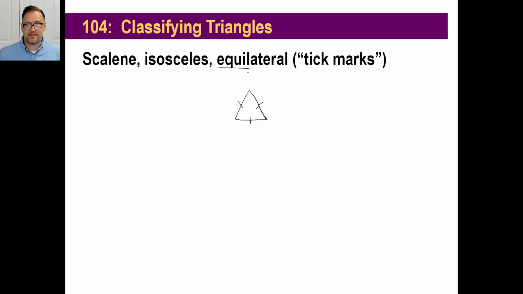In other words, if they tell you this is an equilateral triangle, then that means that every single side is the same. So they might say to you, oh, here's an equilateral triangle. One side is 10. What's the perimeter of that equilateral triangle? You're going to go, well, if it's equilateral, they're all the same side. So 10, 10, and 10, 30. Boom. And the tick marks mean they're the same length.